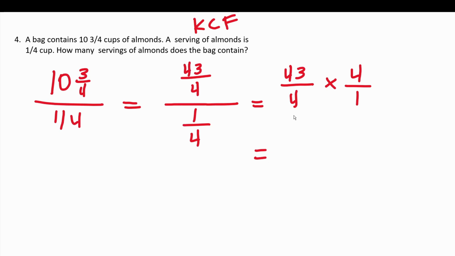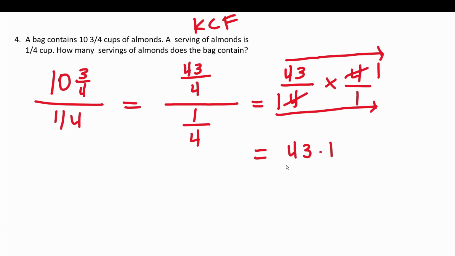And now we're just multiplying fractions, and we've seen how to do that in this video already. But that said, this is pretty easy to do because we have a 4 here and a 4 here. So I'm going to say 4 goes into 4 one time, and 4 goes into 4 here one time. So technically, this is 43 over 1 times 1 over 1. And as you've seen in this video already, we just multiply straight across. So this becomes 43 times 1 over 1 times 1.